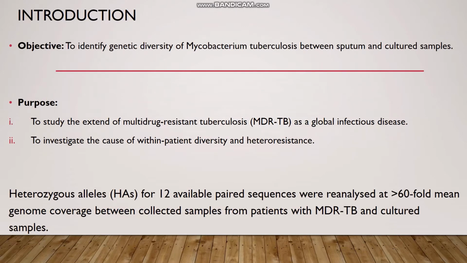So first of all, for the introduction, the objective of this research is to identify genetic diversity of Mycobacterium tuberculosis between sputum and cultured samples. The purpose is to study the extent of multi-drug resistant tuberculosis, MDR-TB, as a global infectious disease. It is also to investigate the cause of within-patient diversity and heteroresistance. In this study, heterozygous alleles for 12 available paired sequences were reanalyzed at more than 60-fold mean genome coverage between collected sputum samples from patients with MDR-TB and cultured samples.